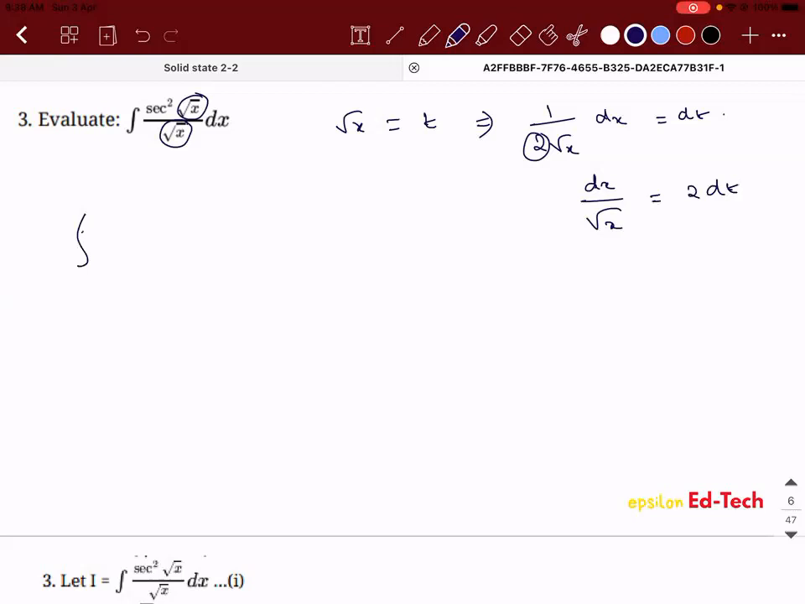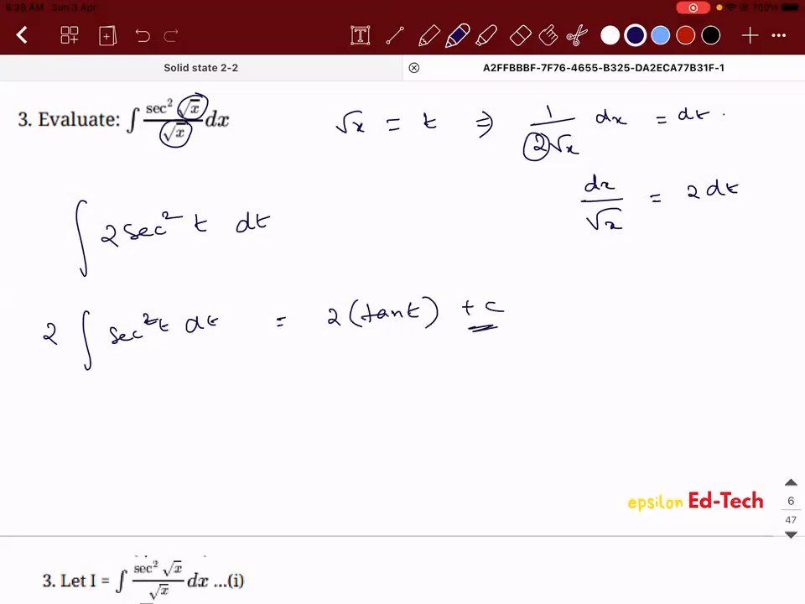So integral of secant square t into 2 dt will be the value. So if you take the 2 outside, 2 into integral of secant square t dt will give us 2 into tan t plus c. Right? That is 2 into tan of root x plus c.